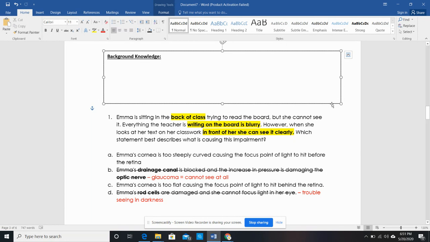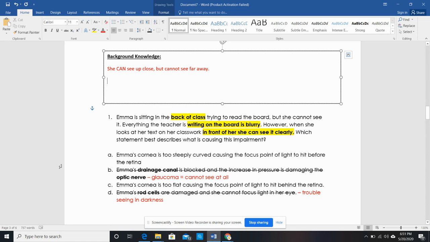So now looking at Emma, I can see right here that there are 3 key pieces within this question that I've highlighted. 1, Emma's sitting in the back of the classroom. 2, she's having a hard time seeing the writing on the board in the front of the room. She said that it's blurry. And 3, she can, however, see that her classwork in front of her has a text and she can read that. So I'm going to write up in my background knowledge, she can see up close, but cannot see far away.